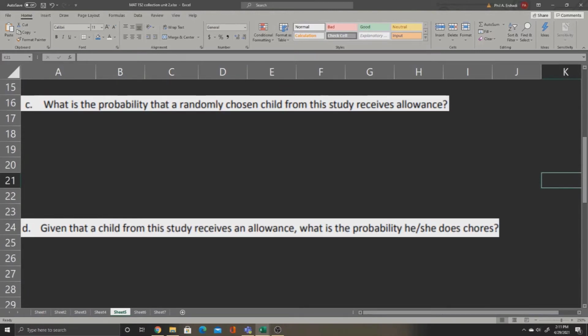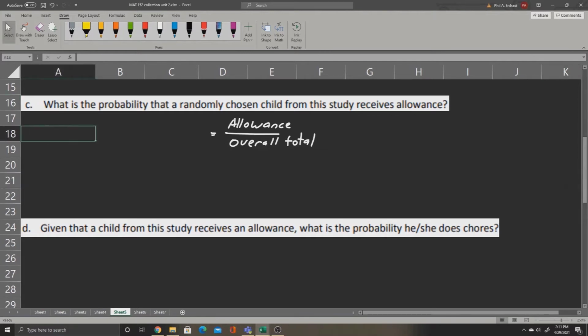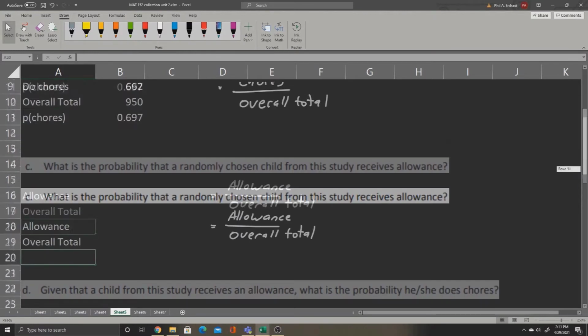Part C asks, what is the probability that a randomly chosen child from the study receives allowance? To find this probability, we'll take the number of children who do get an allowance and place that on the top of this fraction. On the bottom, we'll place the overall total. Now, let's collect our data. First, we'll enter the labels in column A, and we'll consult the table again, first looking for the allowance and the overall total.